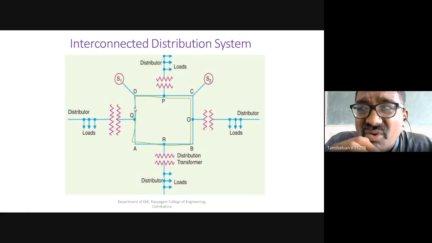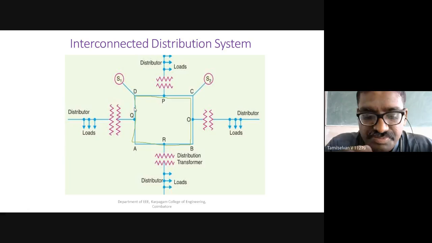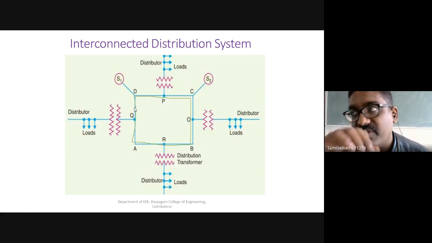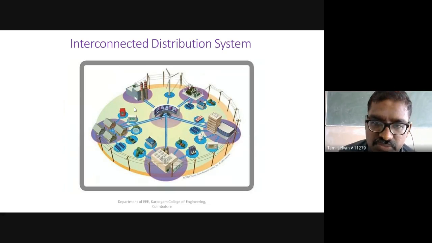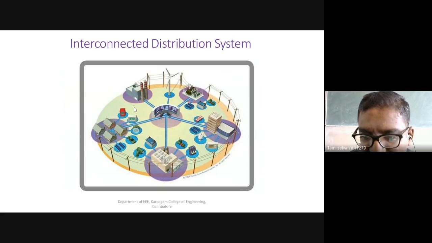The main thing here is: what is required for any good distribution system? What is the requirement for any good distribution system? What is the basic requirement to have a good distribution system? This is one of the examples where I can show an interconnected system.